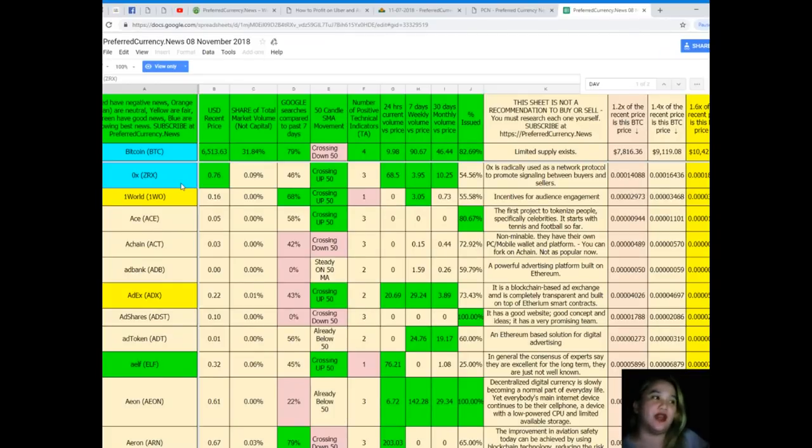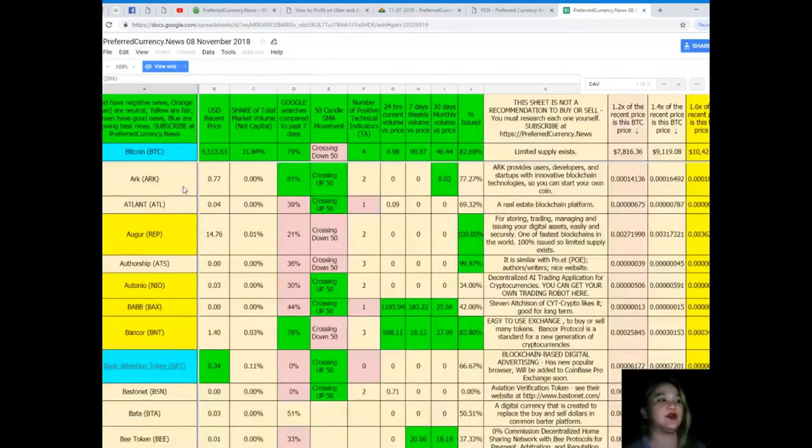Next, AUX is also showing the best news. For its recent price, it's 0.76. Share of total market volume, it's 0.09%. Google searches compared to the past 7 days, it's 46%. It's crossing up 50. Number of positive technical indicators, 3. 24 hours current volume versus price, it's 68.5. 7 days volume versus price, it's 3.95. 30 days volume versus price, it's 10.25. And percent issued, it's 54.56%.